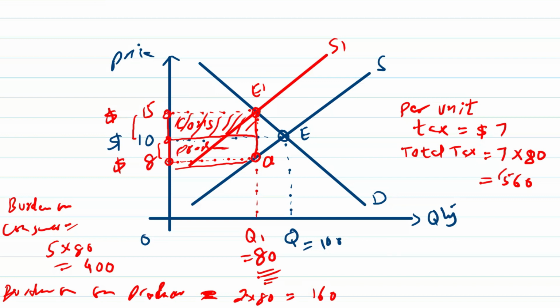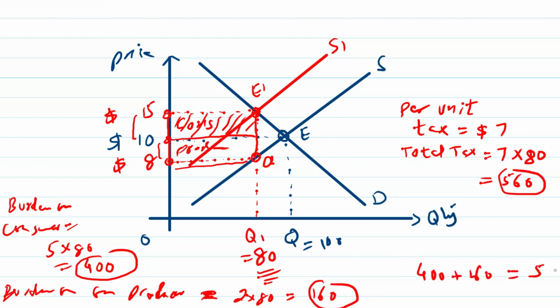So out of 560, 400 tax will be paid by the consumers and 160 will be paid by the producers, and collectively 400 plus 160 makes 560. Okay? So this is the division of indirect tax between consumers and producers.